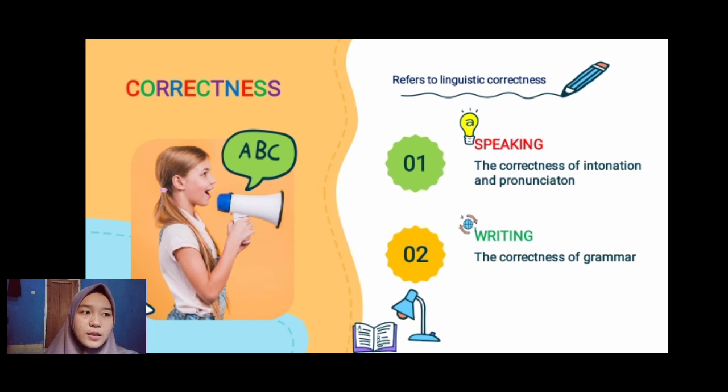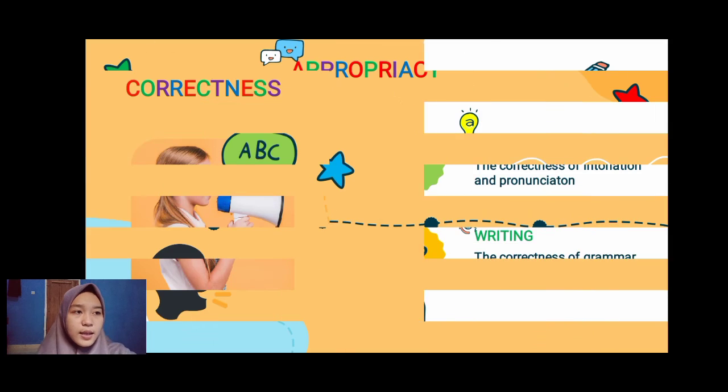The first is correctness. Okay friends, if we score the speaking and writing skills in terms of correctness, it means that it refers to linguistic correctness. For example, first speaking. It means that it refers to the correctness of pronunciation, the correctness of intonation, the correctness of the way we pronounce the word or sentence, the correctness of the way we pronounce the intonation of the word or sentence. And then in writing, the correctness of grammar, something like that. And then let's go to the next slide.